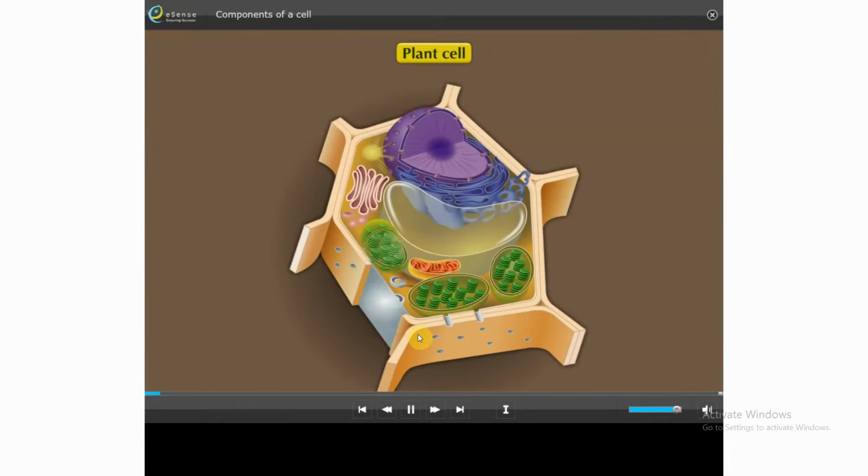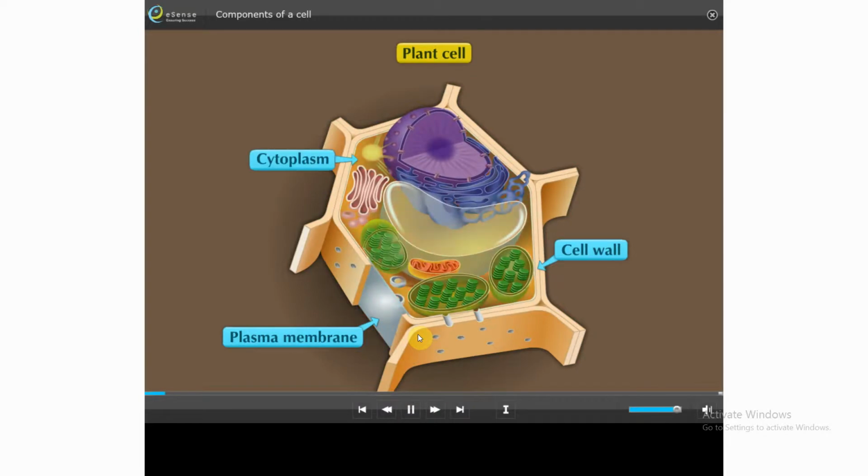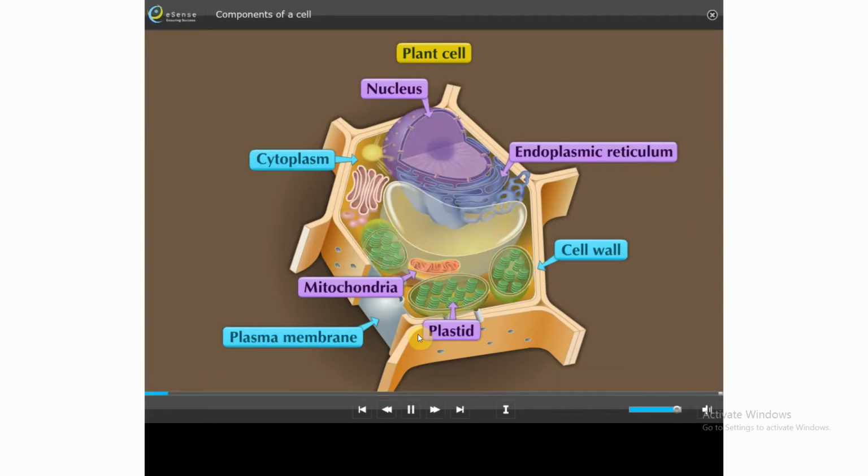In a plant cell, cell wall forms the outermost membrane. This membrane is followed by another covering called plasma membrane. Within this cell, a fluid matrix called cytoplasm is present, in which various cell organelles like nucleus, mitochondria, plastids, endoplasmic reticulum, Golgi complex, and vacuoles are embedded.